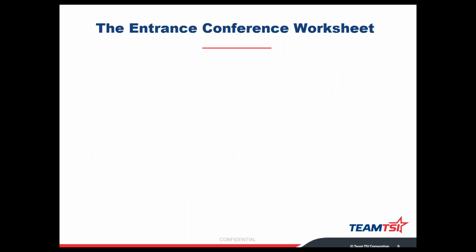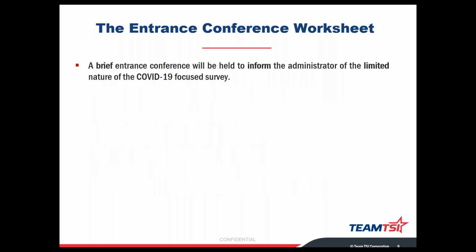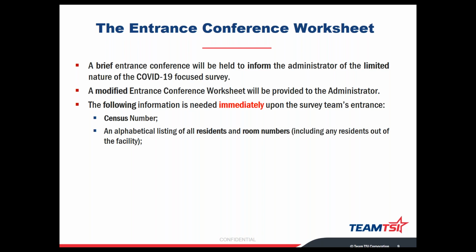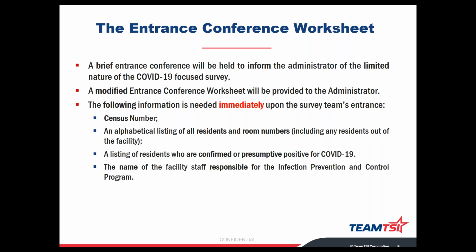So on the entrance conference worksheet, when they come in, there's a couple of things on that. They will do a very brief entrance conference when they arrive at the facility, informing the administrator of the limited nature of the COVID-focused survey. There's a modified entrance worksheet that they will provide to the administrator, and with the exception of what is requested immediately upon the survey team entrance, which is going to be your census number, an alphabetical listing of residents and rooms, a listing of residents who are confirmed or presumptive positive for COVID-19 or being monitored, and the name of the facility staff responsible for the infection prevention and control program. Your infection surveillance officer, your infection preventionist.